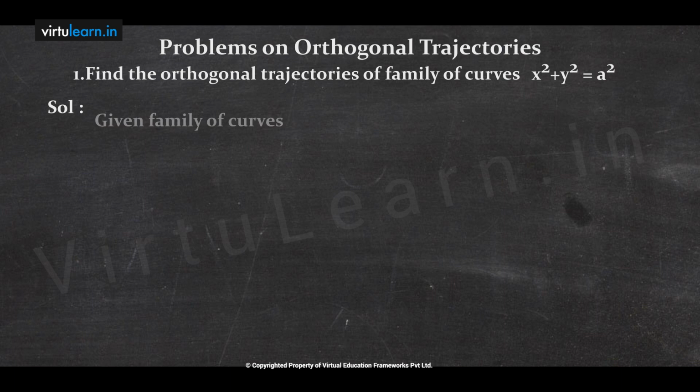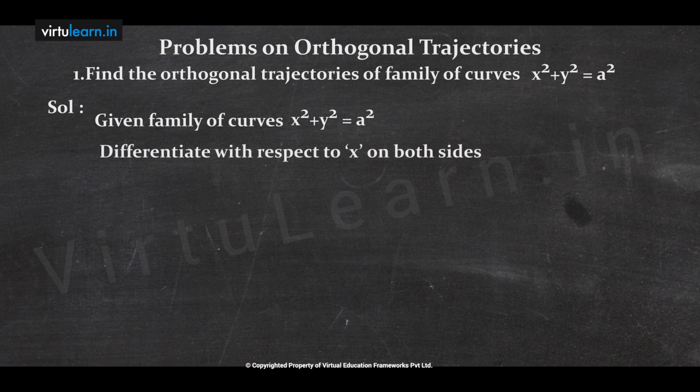Given family of curves, solution: x square plus y square equal to a square. Differentiating with respect to x on both sides. Why should I do differentiation? Here a is the parameter, then you have to eliminate that a. If you want to eliminate that a, you should do the differentiation with respect to x.